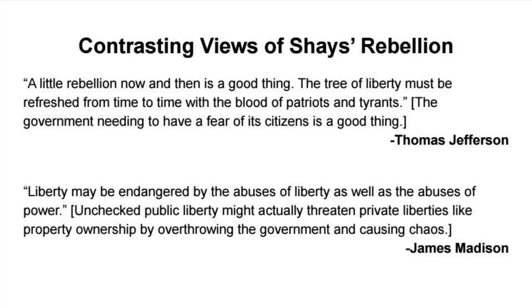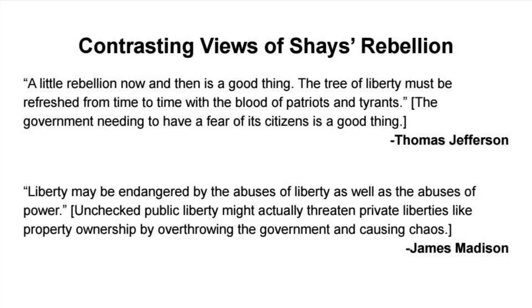So, some contrasting views of Shays' Rebellion. James Madison, here on the bottom: liberty may be endangered by the abuses of liberty as well as the abuses of power. What he means by this is really that unchecked public liberty might actually threaten private liberties like property ownership by overthrowing the government and causing a lot of chaos.